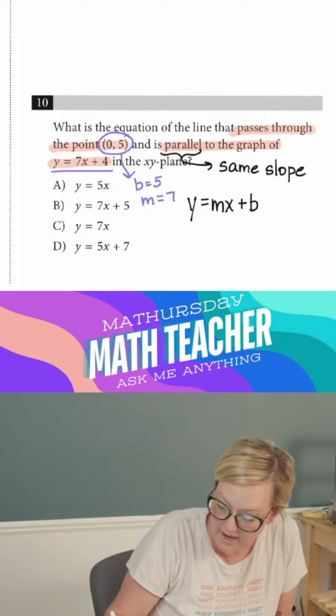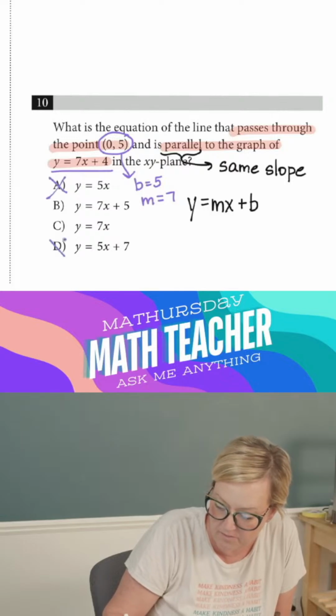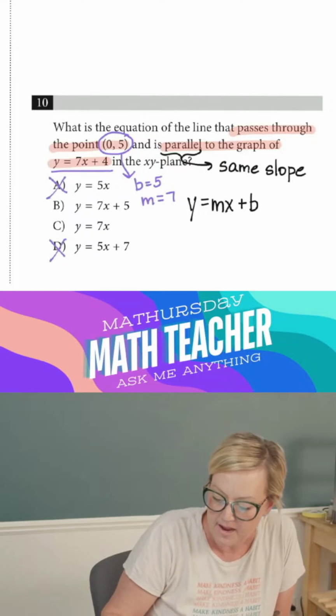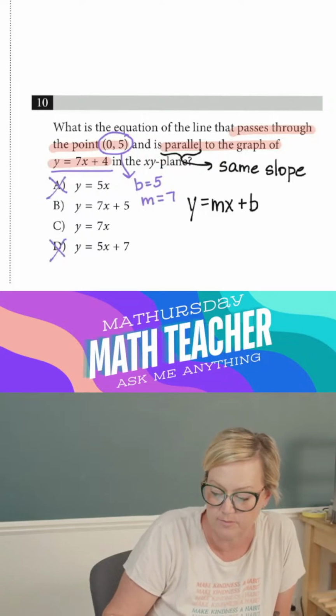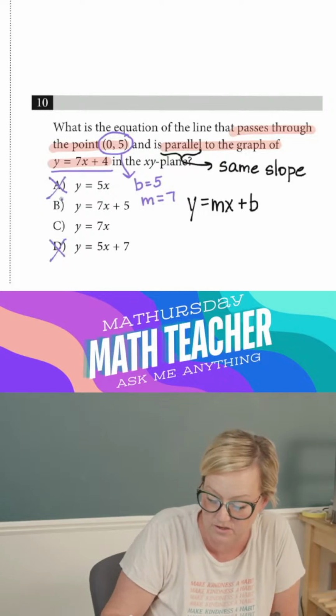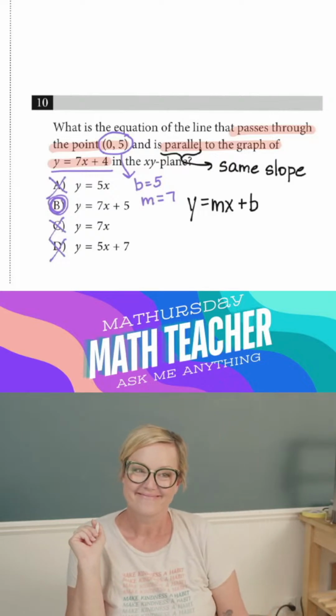So looking at all these options, A has a slope of 5. Nope. And D has a slope of 5. Those I can just cross right off. I know they're not right. Now, 7x or 7x plus 5. Well, I already looked at this, and I know that my y-intercept is 5. So my answer is B.